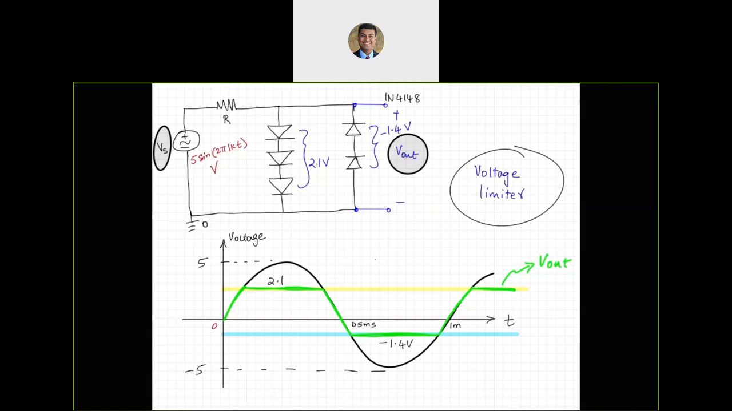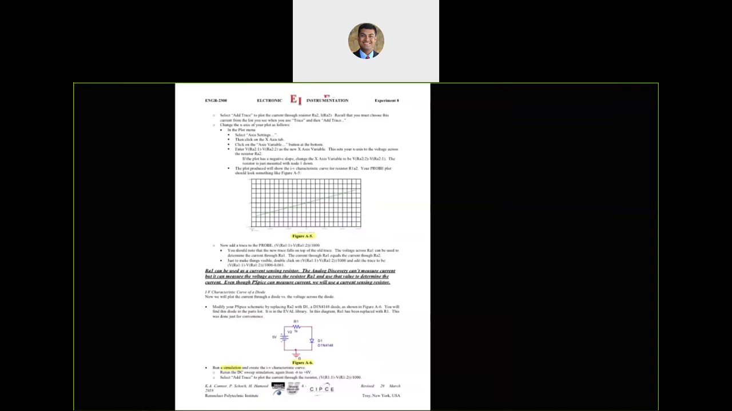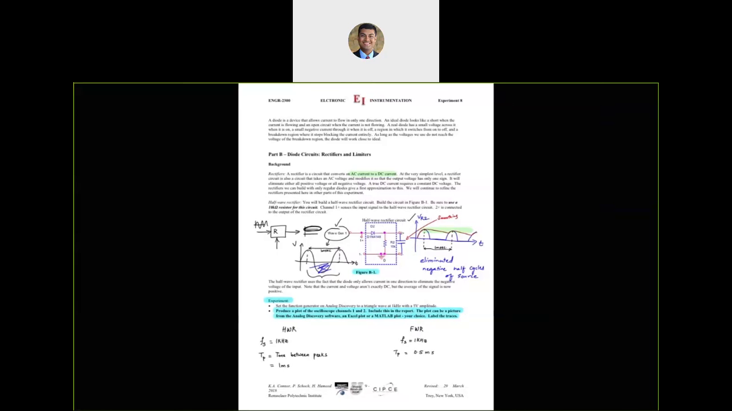Okay, so I think this is good for the voltage limiter. We will start talking about the half wave rectifier in just a bit. So if I go to my experiment 8 write up, if you just give me a minute here, I'm going to scroll through and go and look at the half wave rectifier and get rid of a bunch of stuff here.